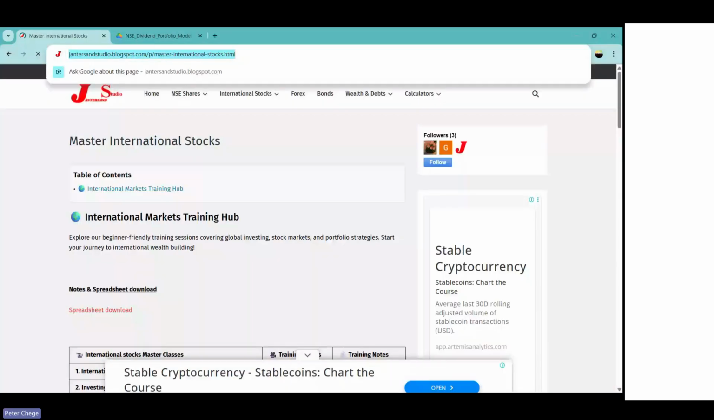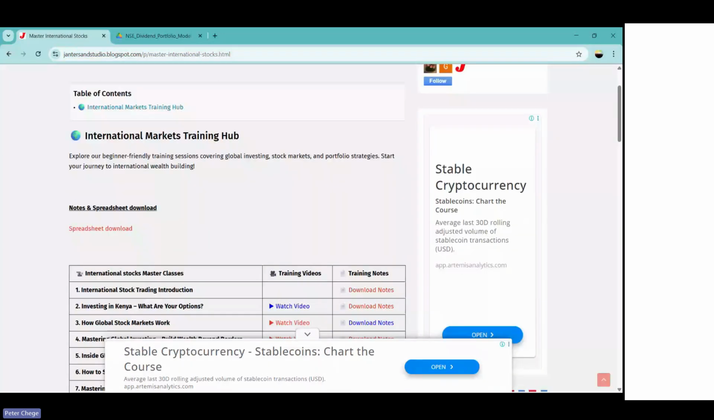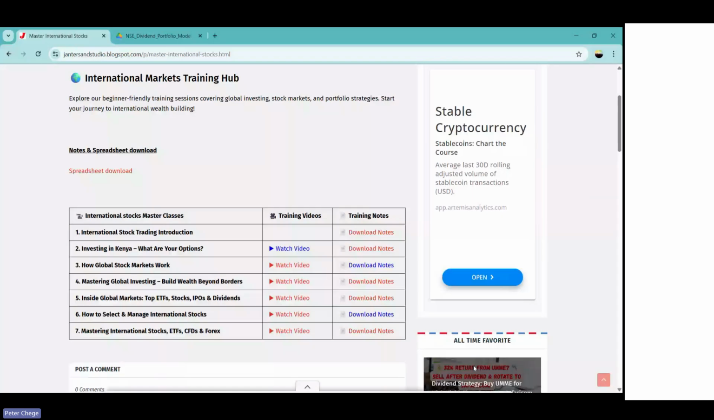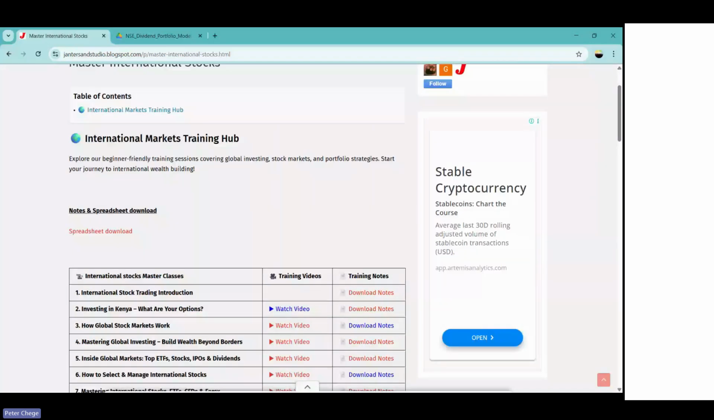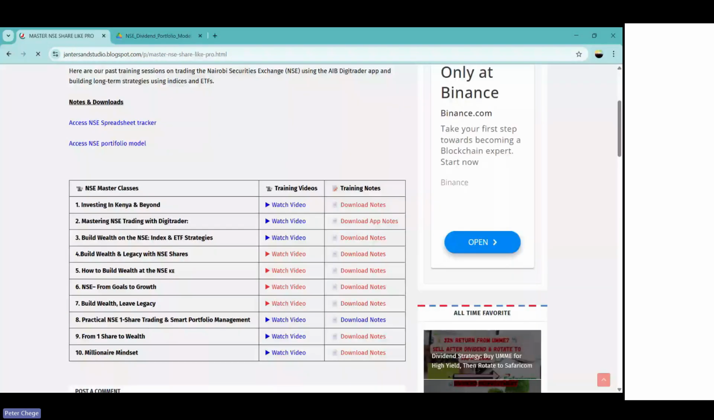So this other link is for international stocks. It has everything, and each has a tracker, like this spreadsheet download for international markets and all the videos. For international markets, you have 7 videos. For NSE, let's see how many. You have 10. Now I'll be adding this, and it will become 11.